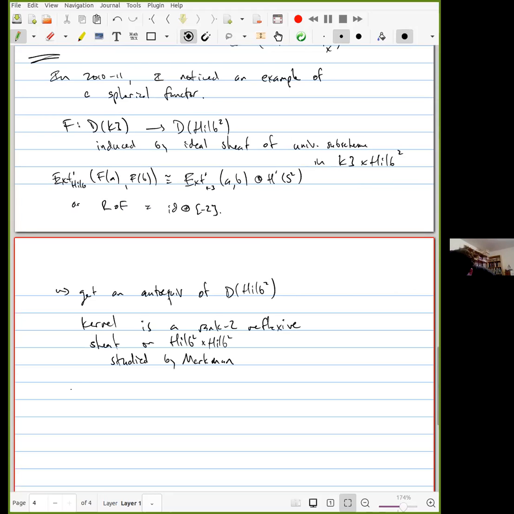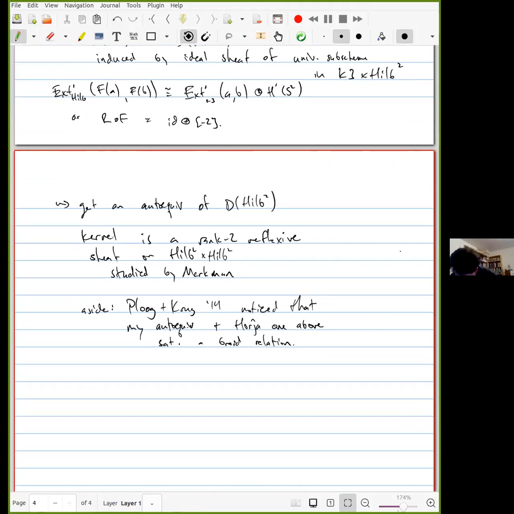Maybe a fun aside is that David Ploog and I think it was Andreas Krug, in 2014 noticed that my autoequivalence and the Horja one above satisfy a braid relation. So if you're interested in autoequivalences of derived categories that satisfy braid relations, maybe that makes you excited.